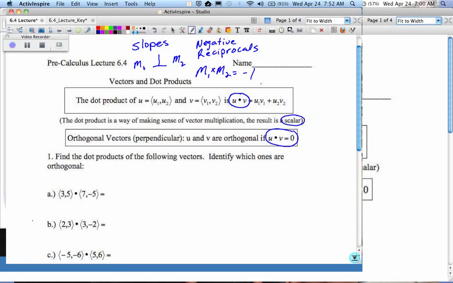Do not confuse that today with the orthogonal dot product having to be 0. And I think in 2 days from now, you guys are going to mix those up. So know what it is. If you're working with the slope, use the negative reciprocals idea. If you want to work with the vectors themselves, use the dot product equal to 0.